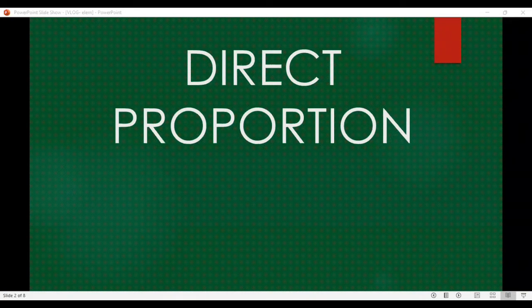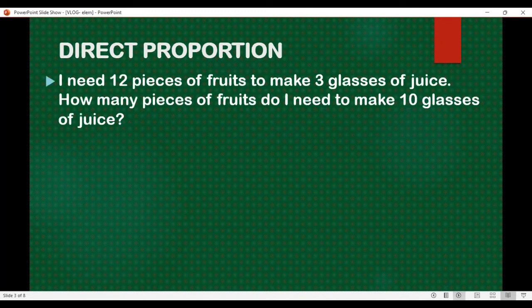We will be talking about direct proportion. We have to take note that when we are dealing with problems involving direct proportion, if one of the factors increases, the other one also increases. And if one is decreasing, automatically the other factor also decreases. So let's have some examples of problems which actually involve direct proportion.